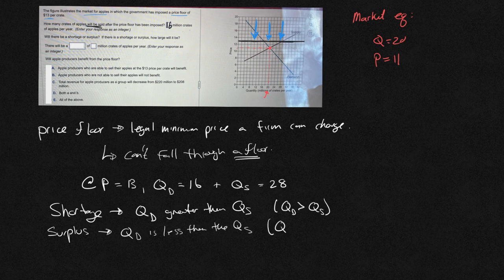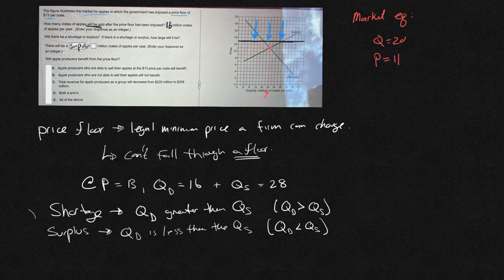So in this case, quantity demanded is less than the quantity supplied, meaning there's a lot out there. Well, which one do we have here? We have quantity supplied. There's 28 of them out there, and only 16 are demanded, so there must be a surplus. We can go ahead and put surplus in this box, surplus.